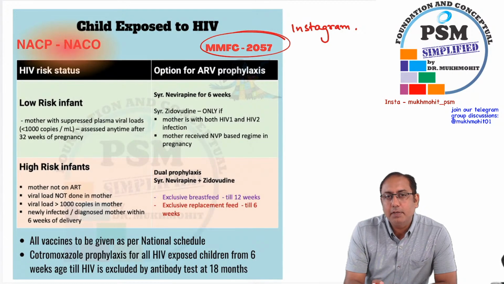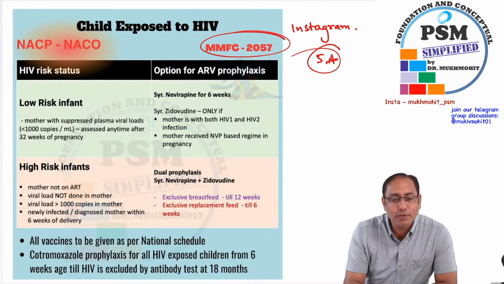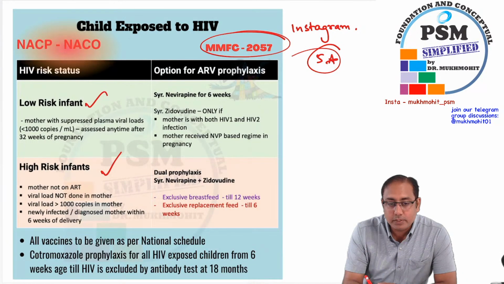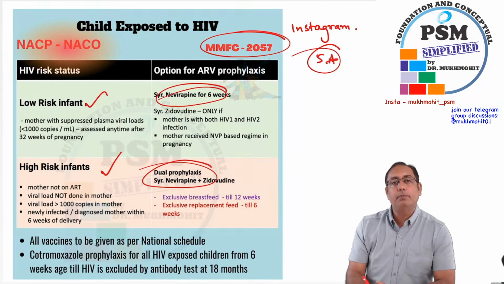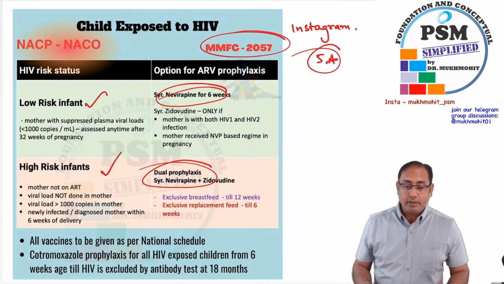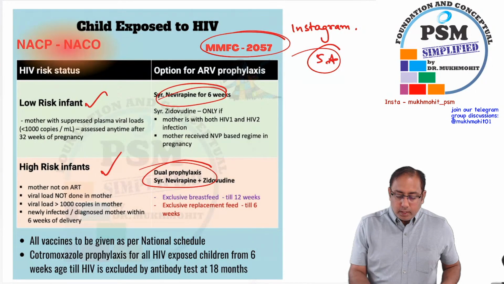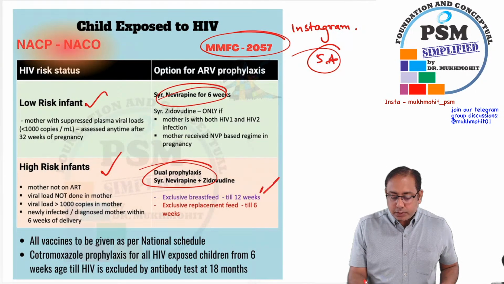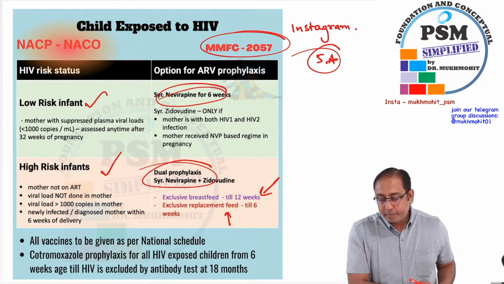This flashcard has been very commonly asked in your exam. It is a 5-star flashcard for you guys. Whenever the child is born, we have to classify if the child is low risk or high risk infant. In low risk, we give nevirapine for 6 weeks. High risk, we give dual prophylaxis using nevirapine plus zidovudine in India. If the child is exclusively breastfed, it is 12 weeks. If replacement feed is given, it is till 6 weeks.